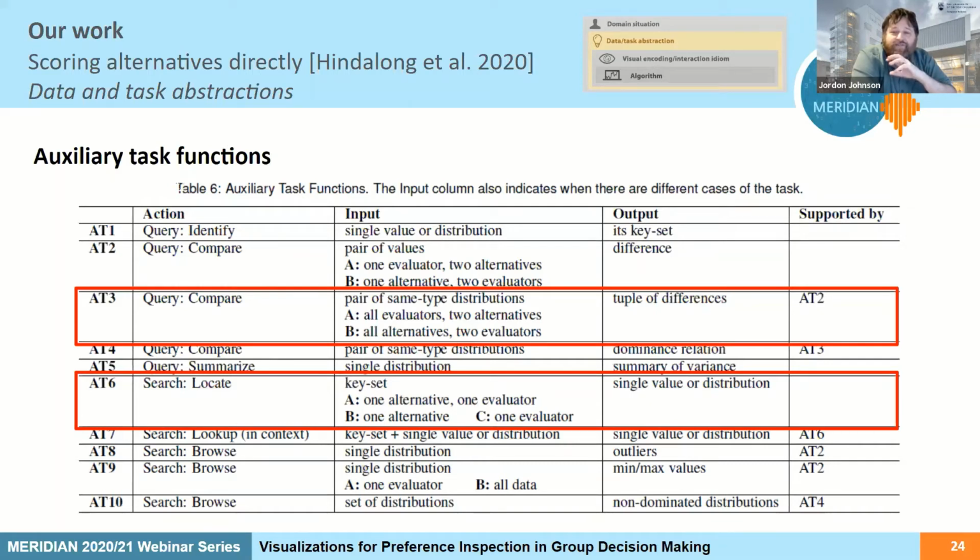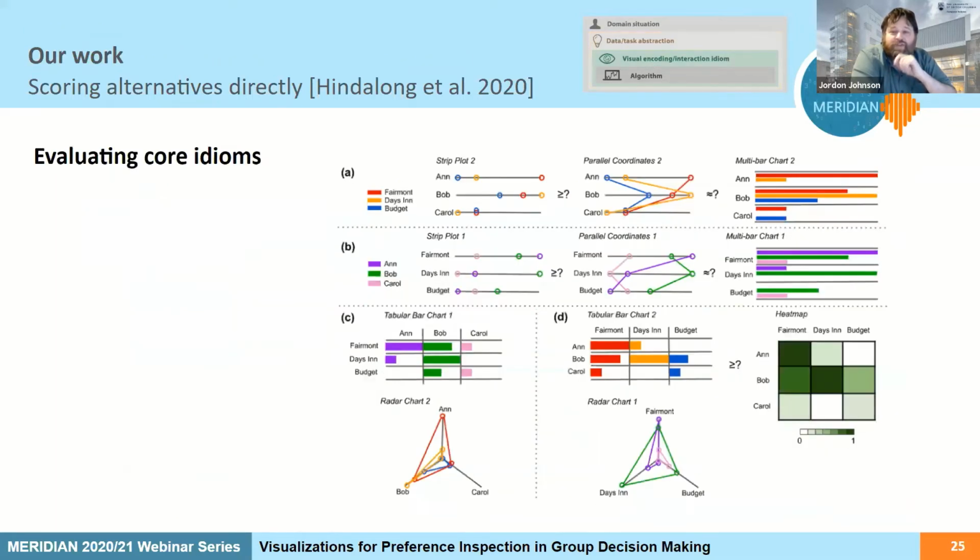Now that we have these data and task abstractions, we can move on to selecting the proper encodings. And so the way that we did that was taking a number of core idioms, so things like strip plots, bar charts, heat maps, and evaluating them in terms of those auxiliary task functions. So those 10 fundamental tasks I showed you in the last slide.